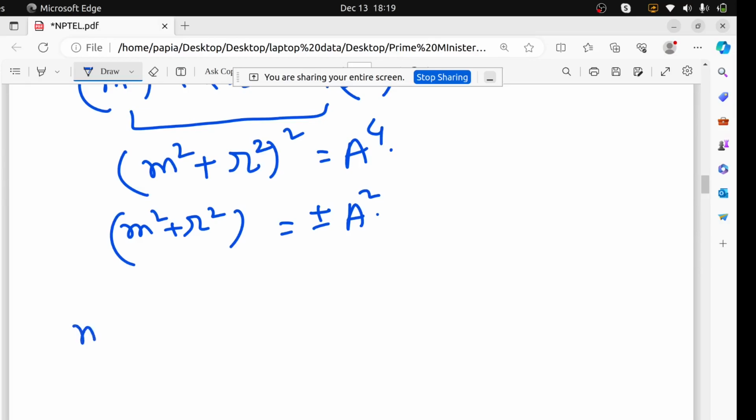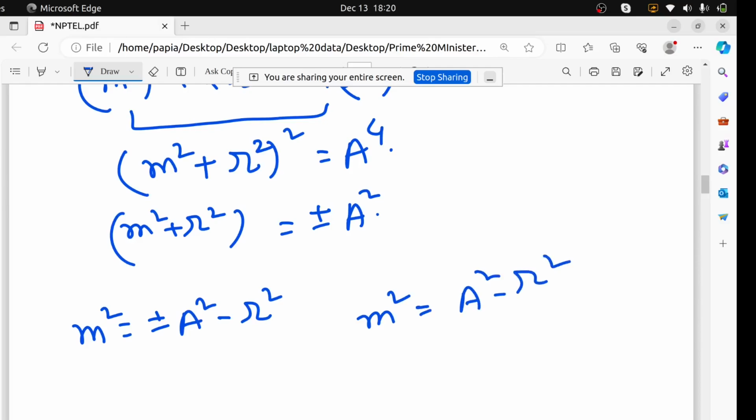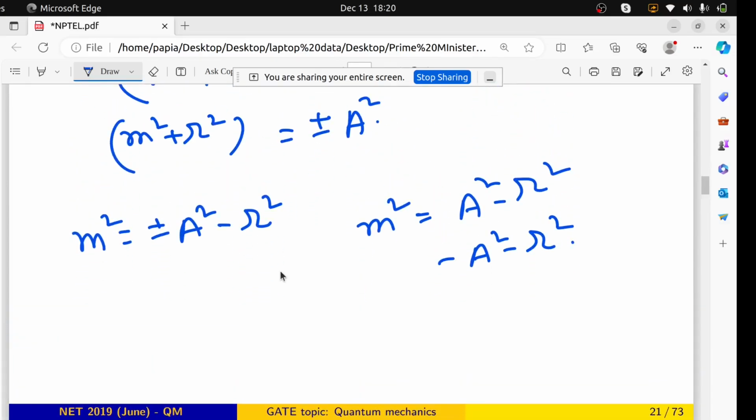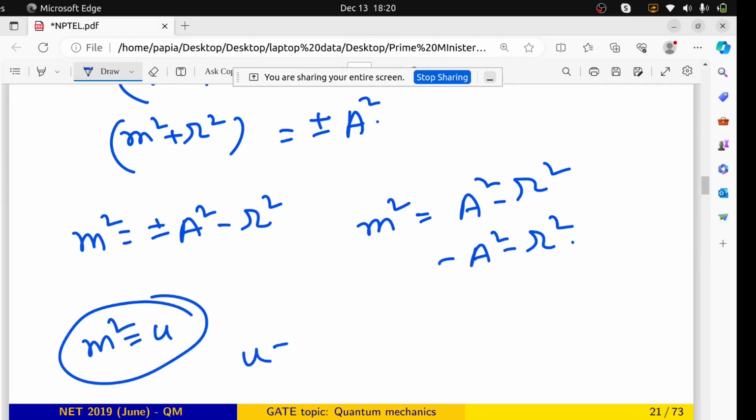So what will be m²? m² will be plus minus a² minus ω². Okay, that means two options will be there. One will be a² minus ω² and the other minus a² minus ω². Now this m² is a little bit lengthy, so let me write it here like u simply. Then u will be a² minus ω² and minus a² minus ω².